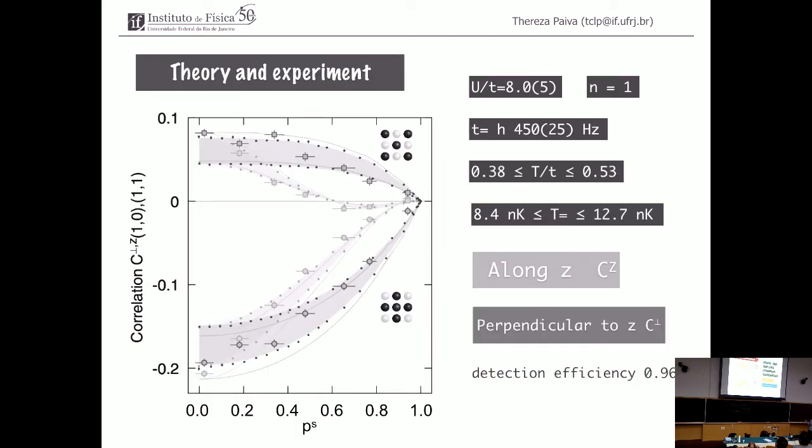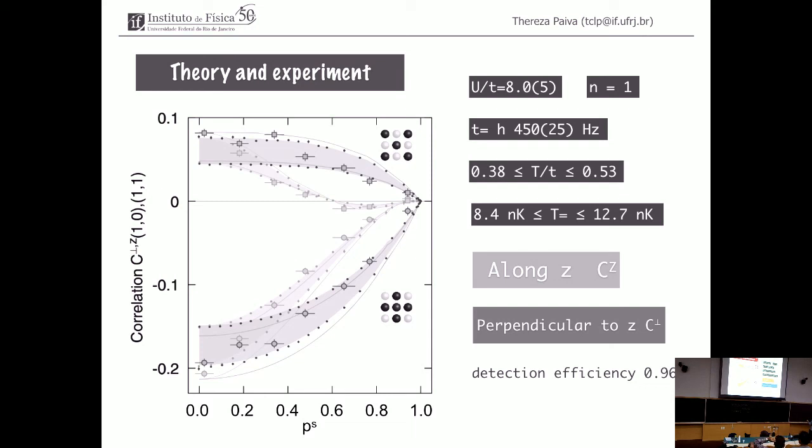So here are theory and experiment together. The squares here are the experiment data. The lines are numerical linked cluster expansion. The dots are quantum Monte Carlo. And these lines here that are shifted are the ones where we have not applied the detection efficiency. The efficiency of detection is not 1, it's 0.96, so we have corrected the data to see that.